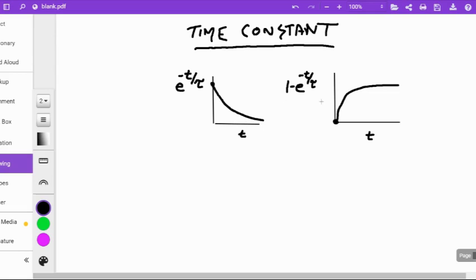First of all, I've got plotted the two functions that keep popping up in a lot of these situations. The first function here is the negative exponential, e to the negative t over tau. And the second function is 1 minus e to the negative t over tau. Now, what you might not recognize there is tau. Tau is actually what we call the time constant. For example, when you're dealing with RC circuits, tau is equal to the resistance of the circuit times the value of the capacitance, as an example.